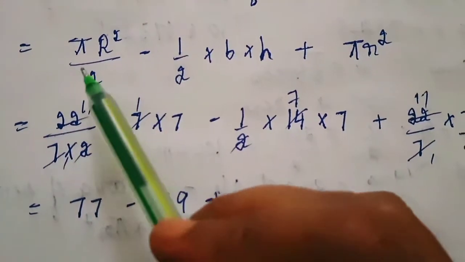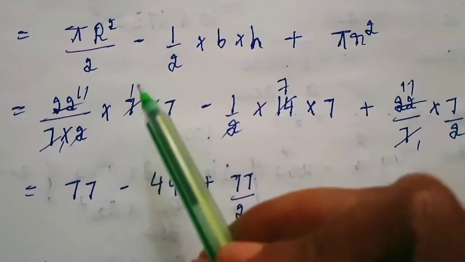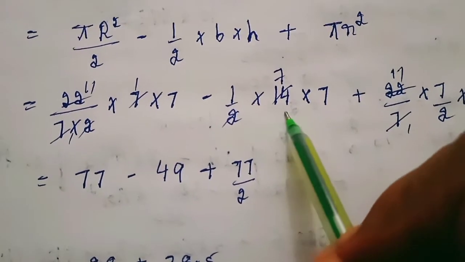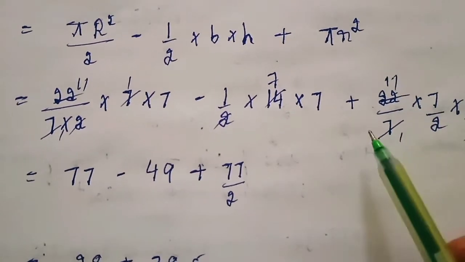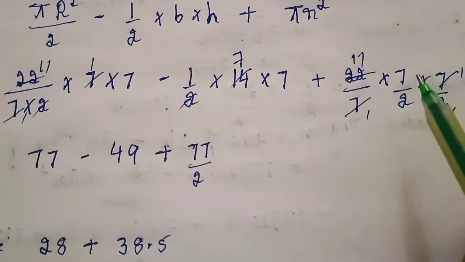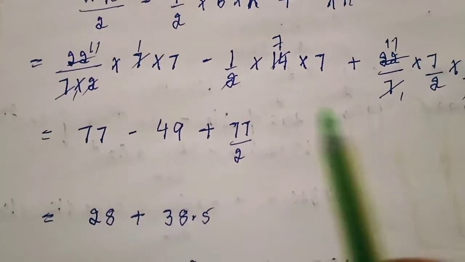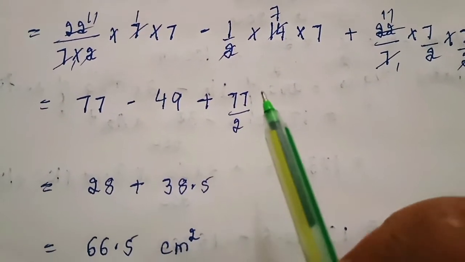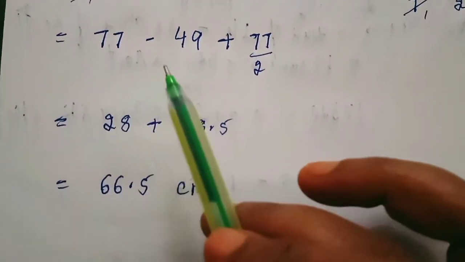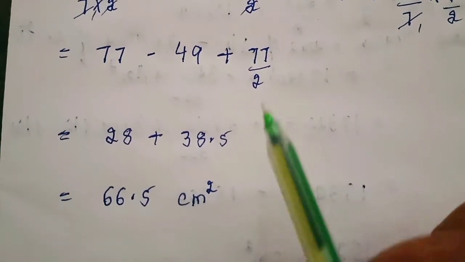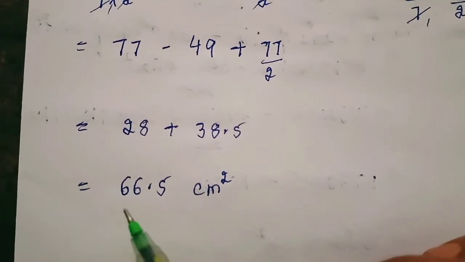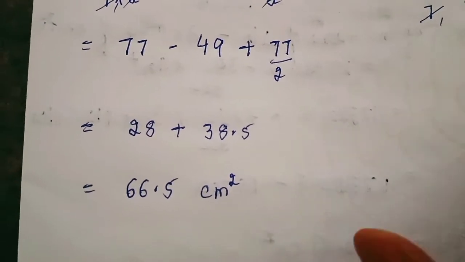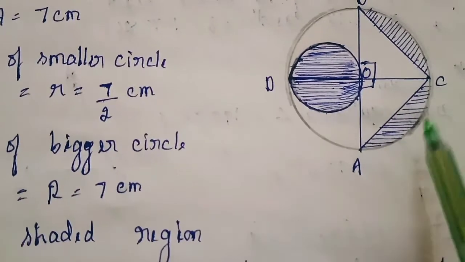Now substitute. Pi is 22 by 7, by 2 is there in the denominator. Capital R is 7 into 7, minus half into base 14 and height 7, plus 22 by 7 into radius 7 by 2 into 7 by 2. Now cancel in each part and the remaining is 77 minus 49 plus 77 by 2. So 77 minus 49 is 28. 77 by 2 is 38.5. And after adding we get 66.5 centimeter square as the area of this shaded region.